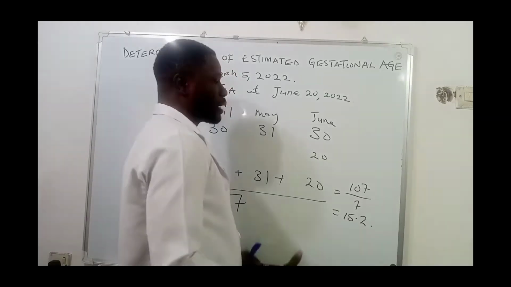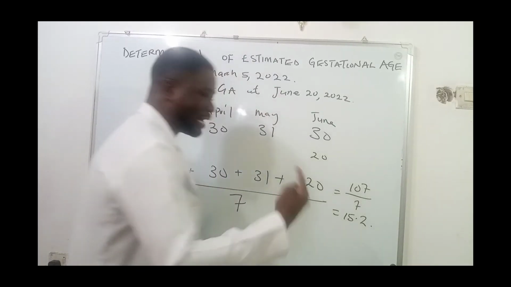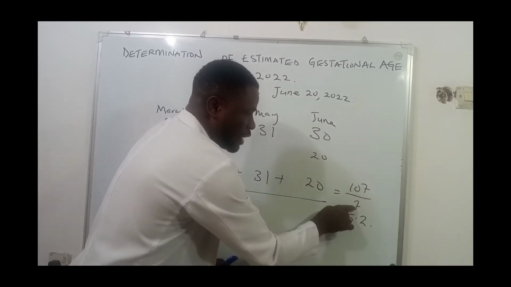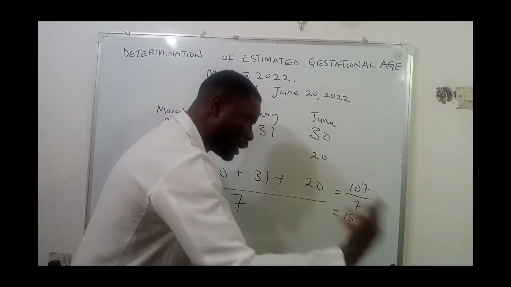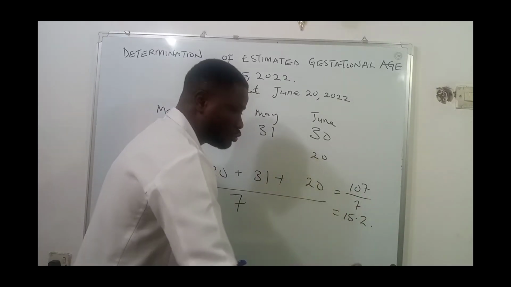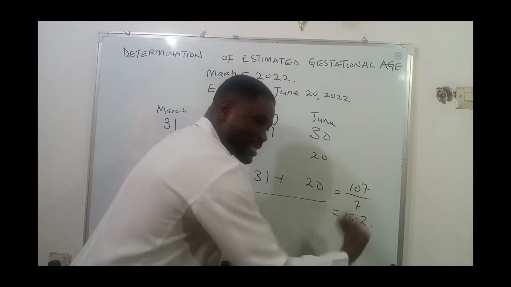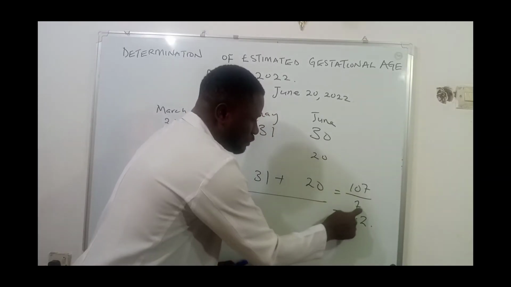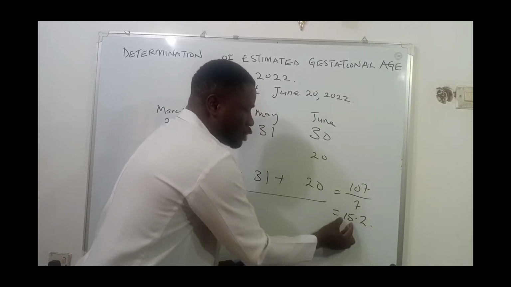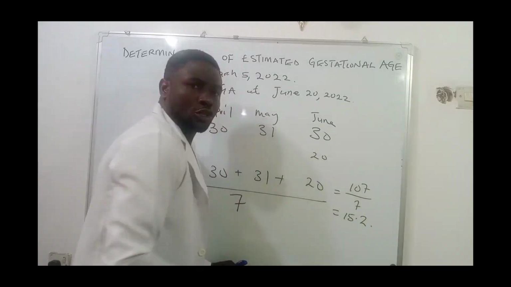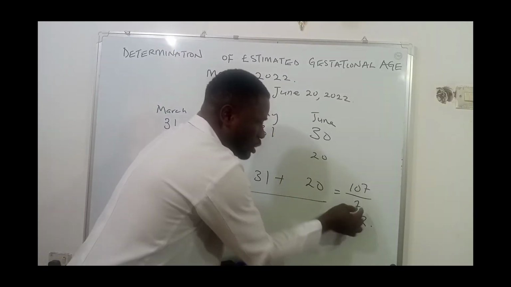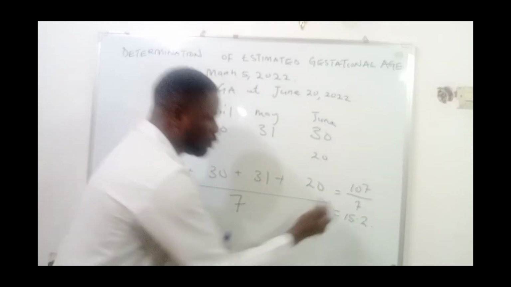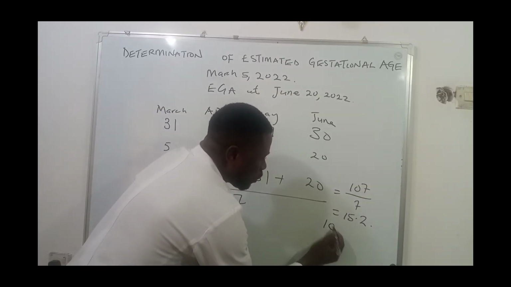So for you to get the actual number, what I will advise you do is, remember that after dividing, the 7 here represents weeks. So for you to know the exact number of weeks as well as the exact number of days remaining, simply say 7 times this whole number. Even if this was 20.5, say 7 times 20. In this case, we have 15.2. Just say 7 times 15. Forget the decimal number.